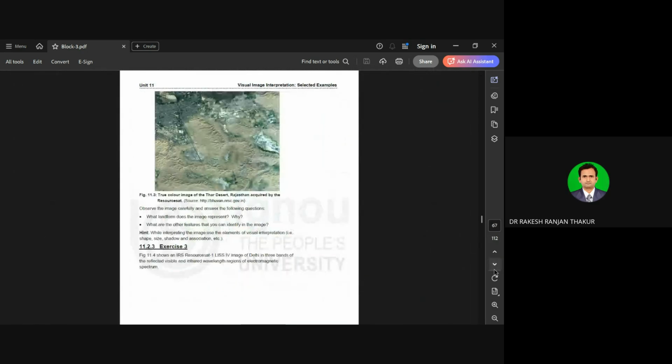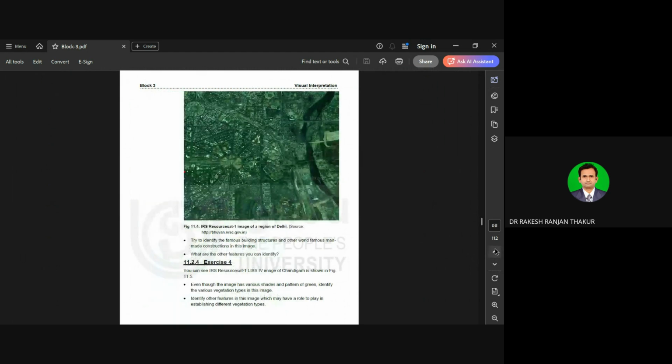Just a minute. Then we can identify some here. I think this is your water body, black color is water body, sir. That is Yamuna River, I think. Yes, sir. So yeah, we can identify in that manner.